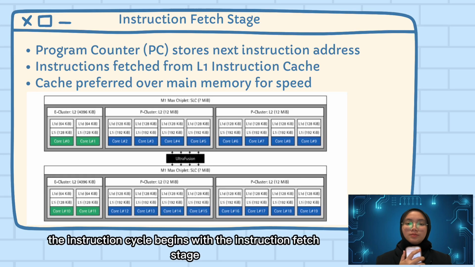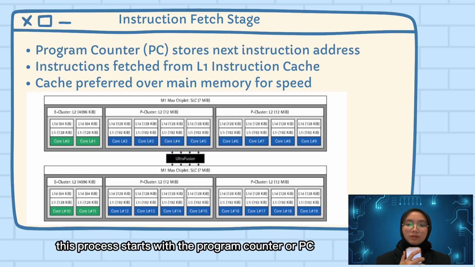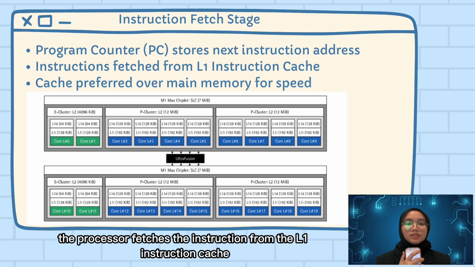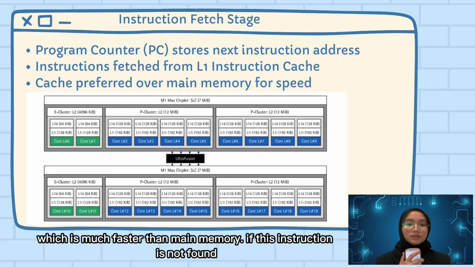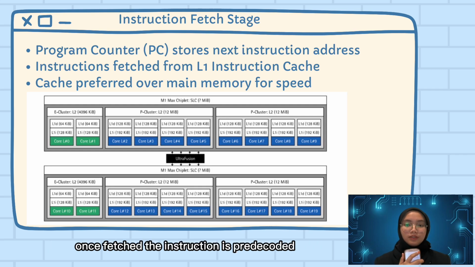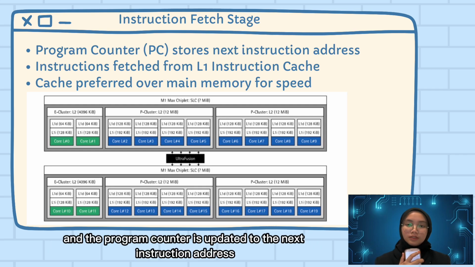The instruction cycle begins with the instruction fetch stage. This process starts with the program counter, or PC, which stores the address of the next instruction. Using this address, the processor fetches the instruction from the L1 instruction cache, which is much faster than main memory. If the instruction is not found, it is retrieved from the lower level cache or from RAM. Once fetched, the instruction is pre-decoded and the program counter is updated to the next instruction address.